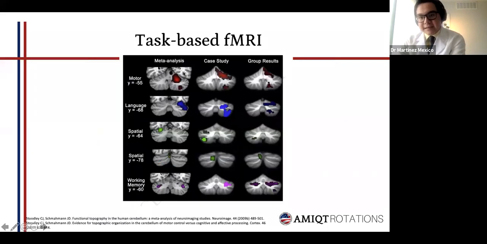This is a different task-based MRI that uses meta-analysis, a case study of a particular patient and a group study of 9 patients. As you can see, the results are pretty similar between motor, language, spatial, and working memory, with most of the motor areas being in the anterior lobe and region 8, and the others being concentrated mainly on the posterior lobe. I've been talking a lot about the posterior lobe, but it is also important to know that some non-motor functions may be located in the anterior lobe, and some motor functions are also located in the posterior lobe.